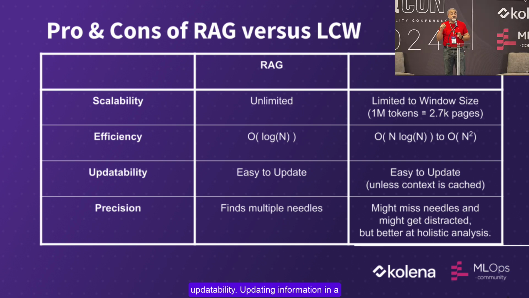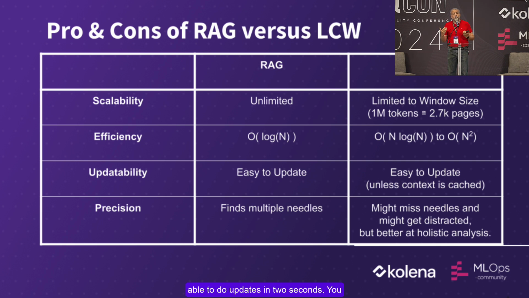Next is updatability. Updating information in a RAG system is very straightforward. You simply update the content in the vector database. In the case of Vectara, we're able to do updates in 2 seconds. You can delete, update, insert new information, and within 2 seconds, that's already available in the output of the RAG system. With large context windows, you're supposed to be able to do easy updates as well, but to get a larger context window to work well for a bigger context, where you're dumping all of your content into the context, you really want to do what's called context caching, where you're caching the context.